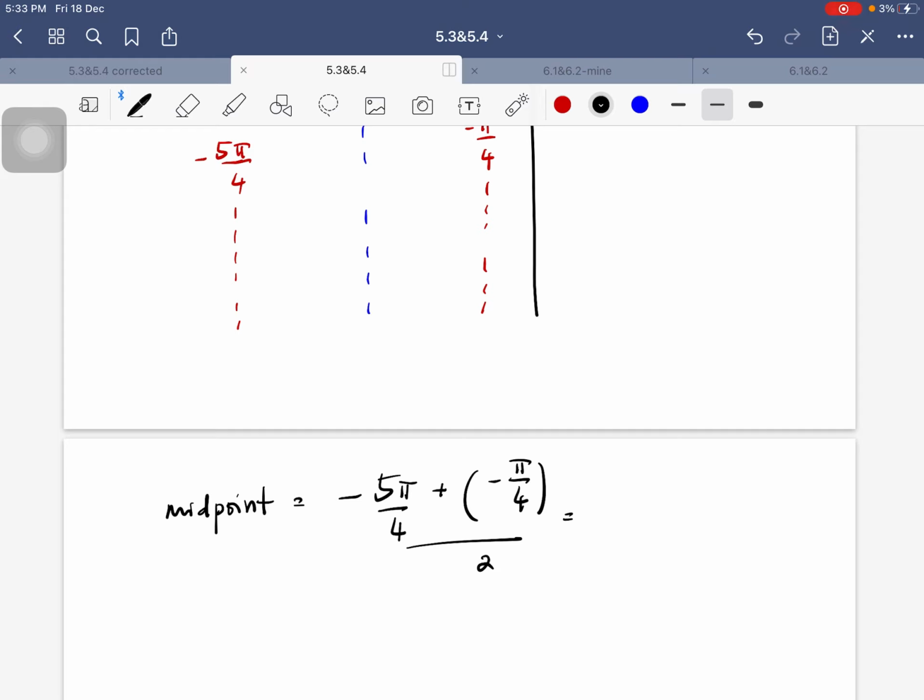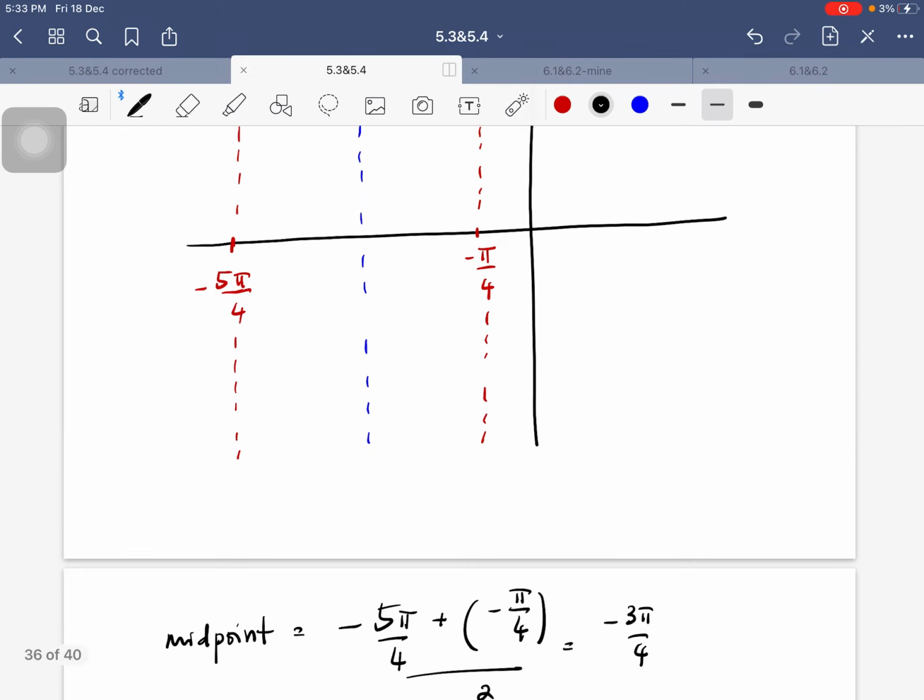So I'm going to get negative 5 over 4, so minus 1 over 4. Okay, so divide that by 2, so I'm going to get negative 3 over 4 pi, which is going to be negative 3 pi over 4. So that is going to be the midpoint.